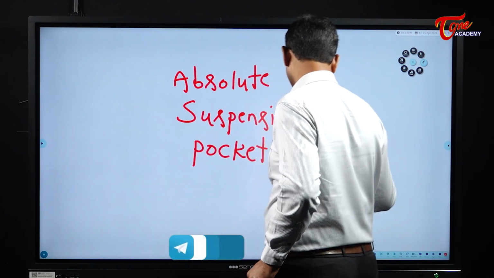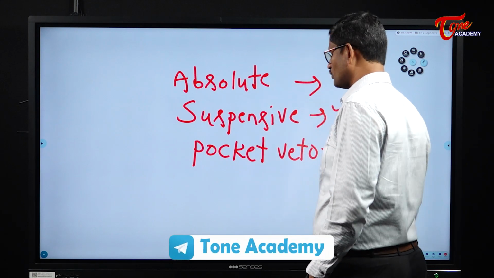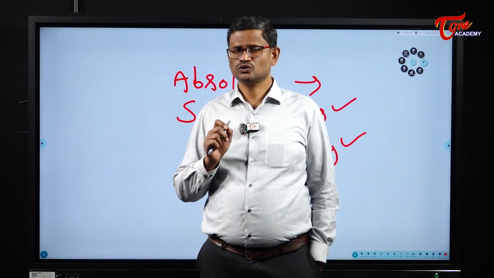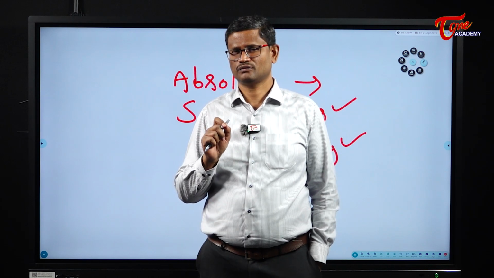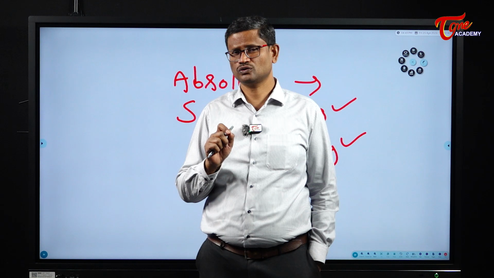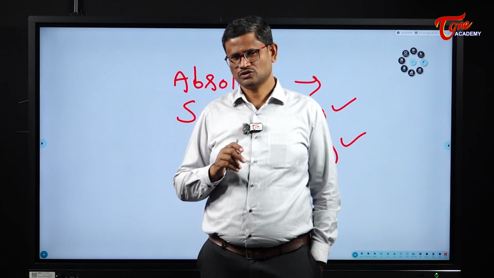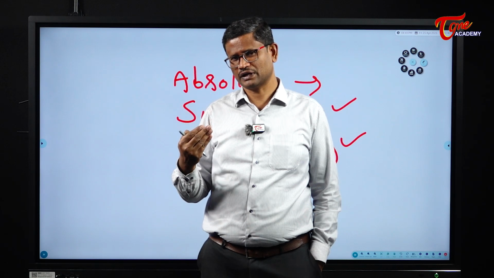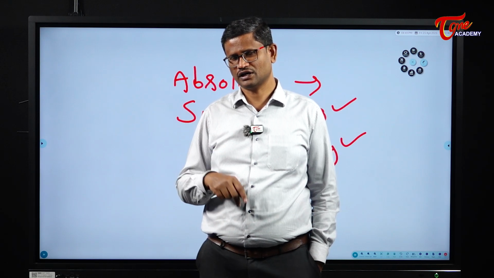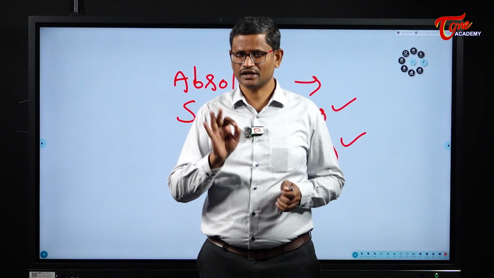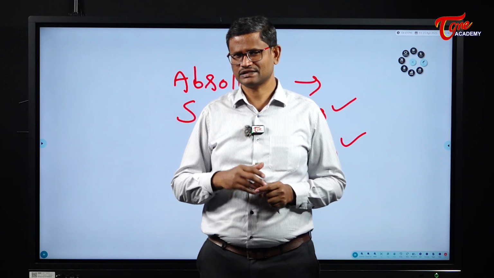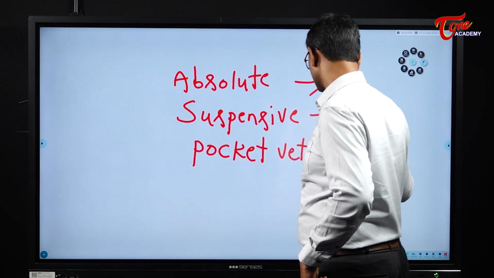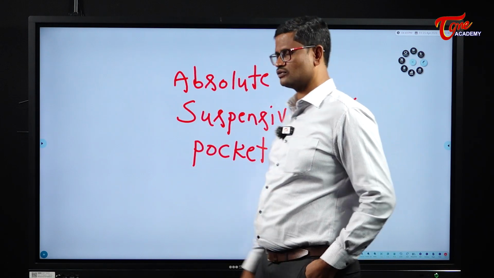The next one is pocket veto. What is pocket veto? In the Constitution of India, there is no definite time frame within which the President has to give assent to the bill. As there was no definite time limit, once a bill is passed by the Parliament and sent to the President of India, the President can keep it pending without giving the assent. That is called pocket veto.